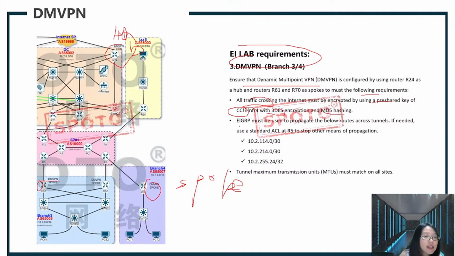MD5. Okay, so EIGRP must be used to propagate the below route across the tunnel. If needed, we need to use an ACL at router 5 to stop other means of propagation. The tunnel maximum transmission unit, MTU, must match on all sites. So we need to implement router 24, 61, 70 to establish DMVPN and then transmit routing through EIGRP.